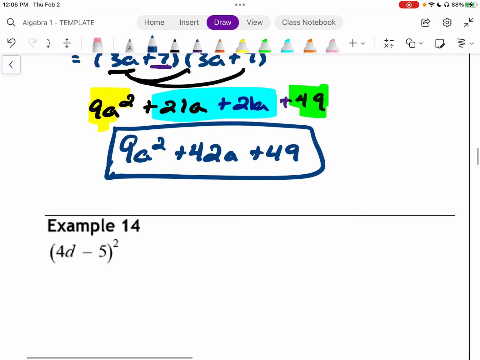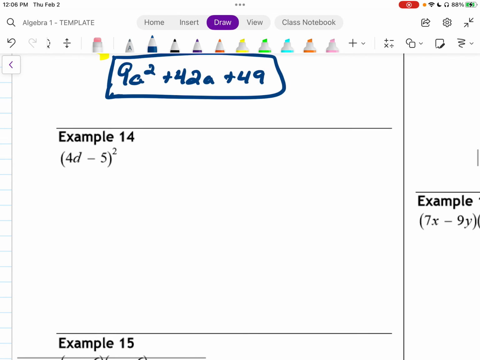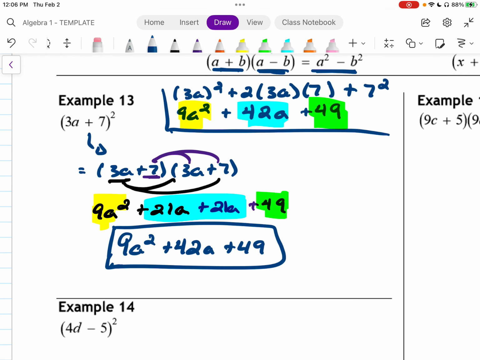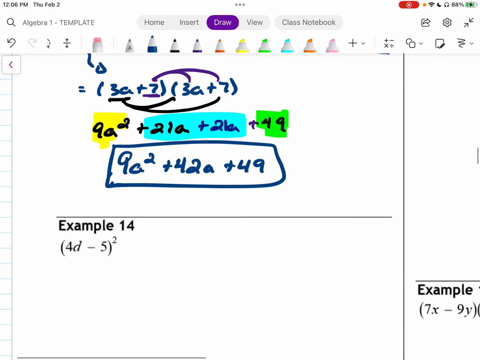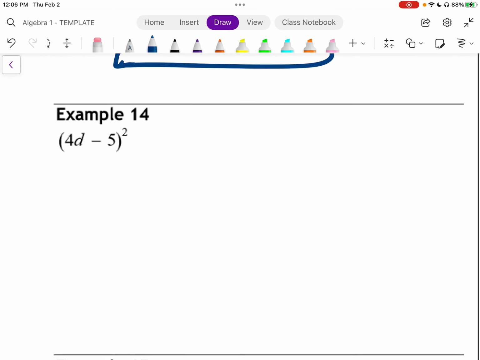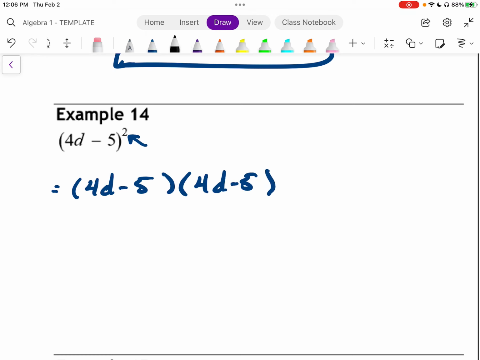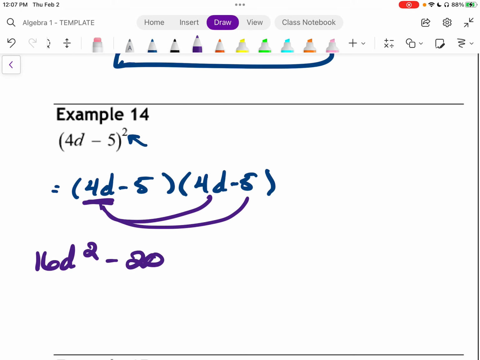Next up, example 14. Now again, we could use this formula, but I'm not going to. I'm just going to skip straight to just doing it by hand. So to square something, you need to multiply it by itself. So I'm going to break them apart, and I'm going to say 4d minus 5 and another 4d minus 5. Now, whenever I multiply, I'll take 4d and I'll distribute to both of these. That'll give me 16d squared minus 20d.